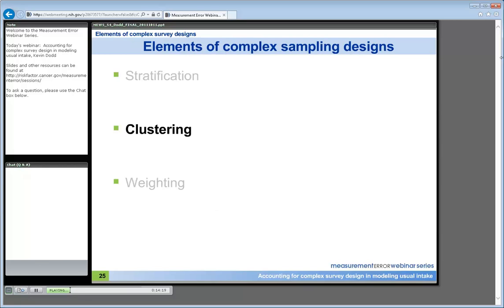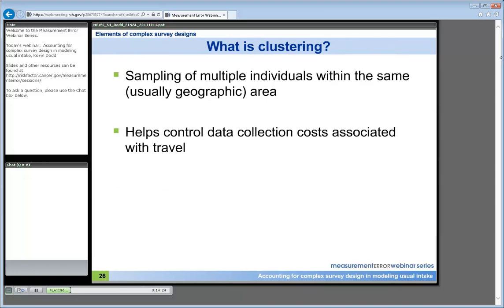So now we'll talk about the second element that's often incorporated into complex sampling plans, clustering. Clustering refers to sampling of multiple individuals within the same area. Usually by area we mean geographic, like a neighborhood or household, but it could also mean sampling people within the same family, regardless of location. For example, if you're looking at genetic factors. One reason that clustering is often used in complex samples, especially in U.S. studies like NHANES, is that it cuts down on data collection costs that are associated with travel. You can set up an exam center in a particular city and get a lot of people to come to the centers, as opposed to having to travel all over the country to get one person at a time, which you would if you were doing simple random sampling of people.